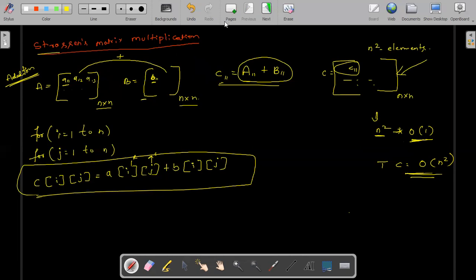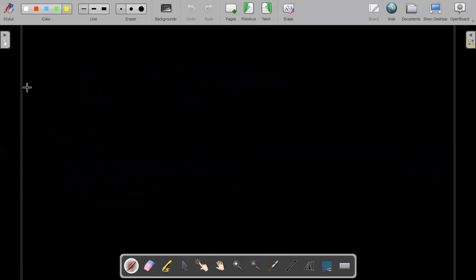Let's see Strassen's matrix multiplication, how it is going to work, and its time complexity, all those things we want to see. Very, very important one. Please observe carefully. Strassen's matrix. Okay, see here everybody. The same thing you have to follow here. Very simple and easy one.